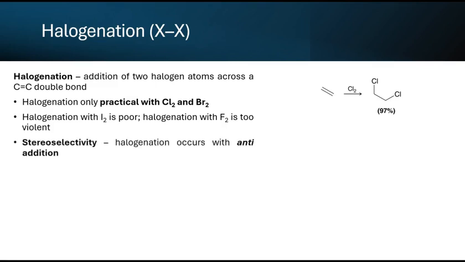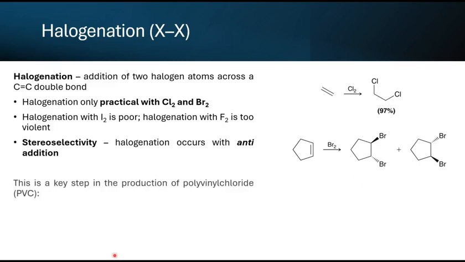Stereoselectivity. Halogenation occurs with anti-addition. Earlier we saw a couple of syn additions. This one will be anti. That means when we add a halogen across a double bond, we're going to end up with one of the halogen coming towards us and one going away from us. And if we have chiral centers, we're going to get their enantiomers.